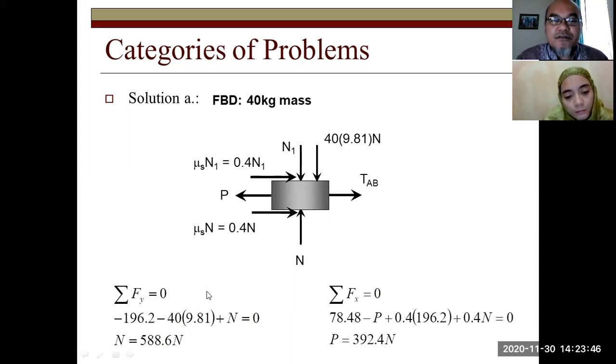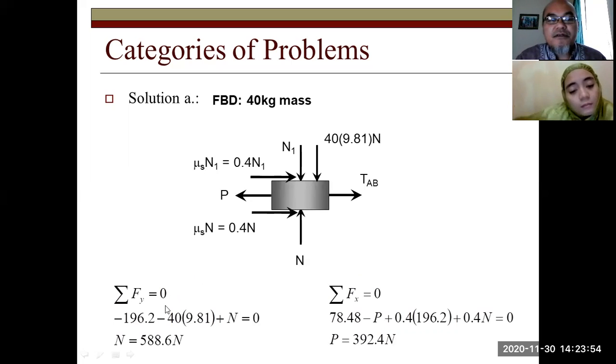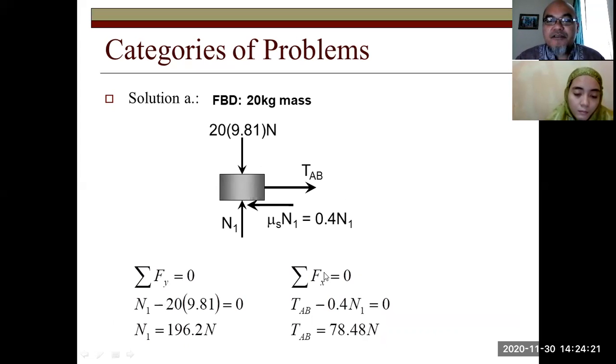Sigma Fy equals 0. Here N1 is already calculated previously, 196.2. So negative 196.2, negative the mass of B itself, 40 times the gravity acceleration 9.81, plus N, the total normal force of both masses on the floor. From here we can obtain the normal force, 588.6 Newton. Sigma Fx equals 0. TAB is already known from the previous calculation with mass A to be 78.48 Newton.